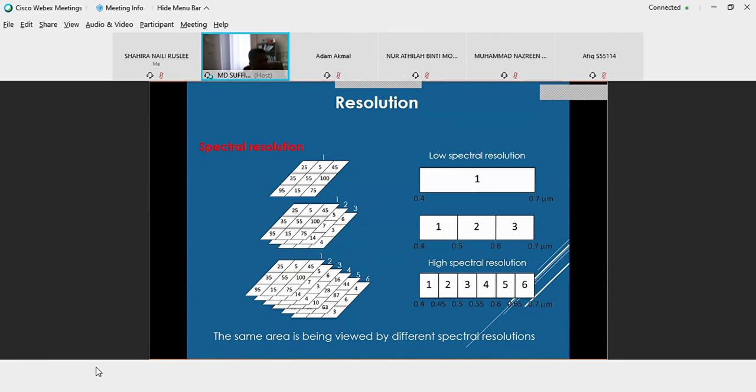you pecahkan dia punya wavelength tu ataupun dia punya spectrum into different wavelengths, so you get a very detailed information about the optical properties of the object. So yang ni you akan dapat lebih banyak information, sebab setiap objek tu dia ada specific reflectance ataupun specific absorption properties.